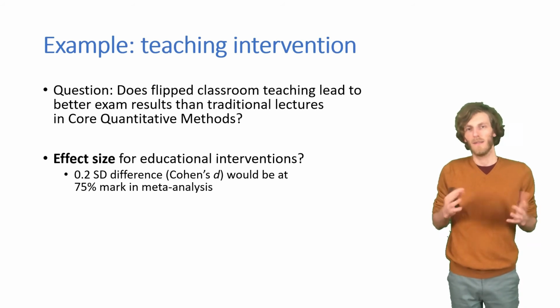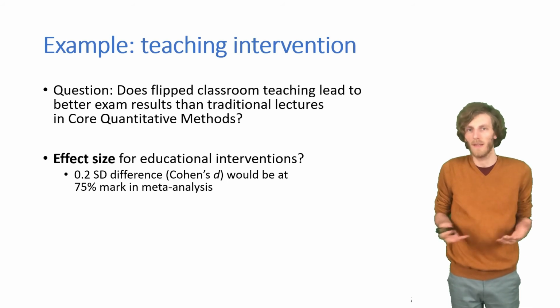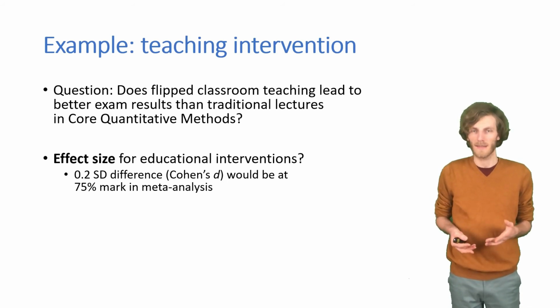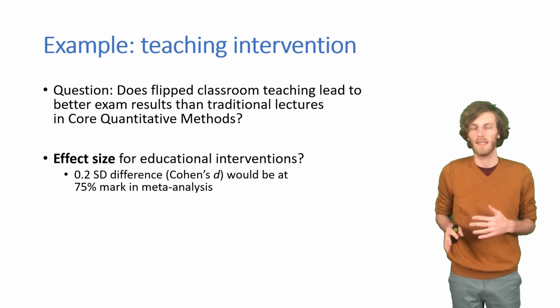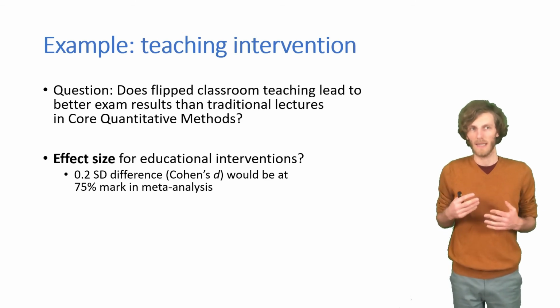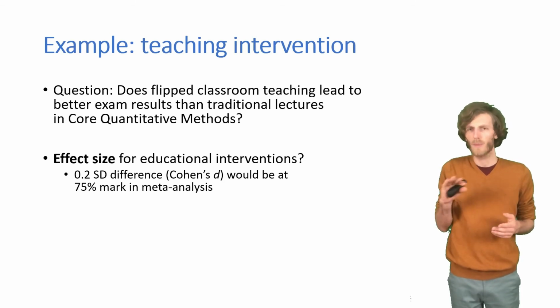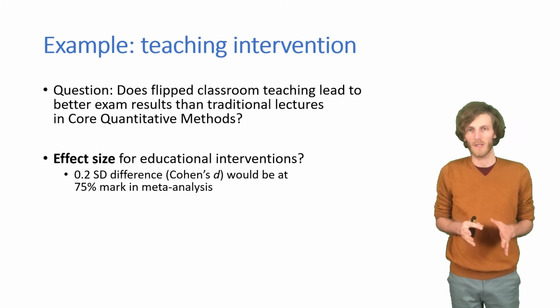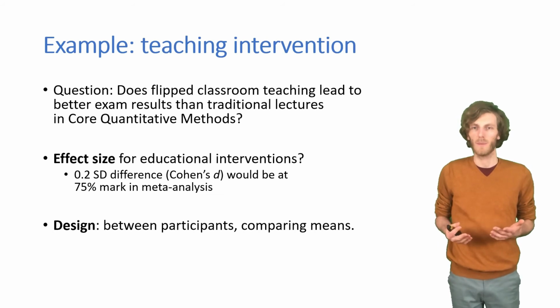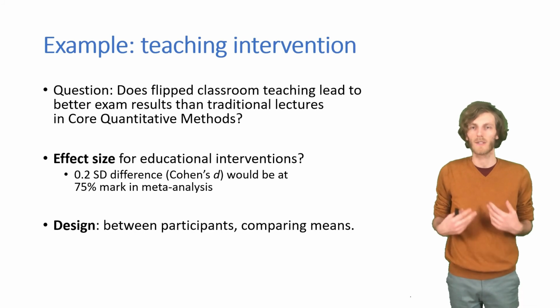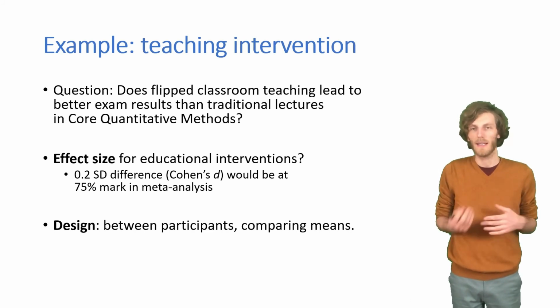So if we say it's quite a large intervention, so it should have a bigger effect than some small educational interventions, we might say, well, we expect 0.2 standard deviations difference between a flipped classroom and a traditional teaching style. In a recent meta-analysis looking at lots of different effect sizes in educational interventions, that would already be kind of at the upper end. So let's assume that for now. We need to decide on a design. A very easy way would be to do it between participants, have some students take it in a flipped classroom approach, other students in a traditional lecture approach, compare the two means.